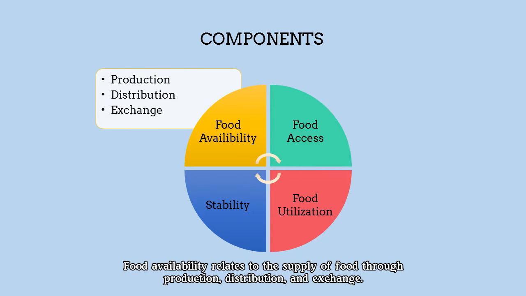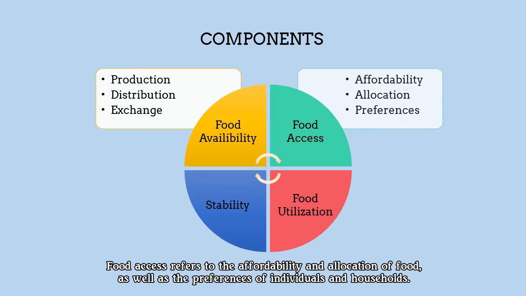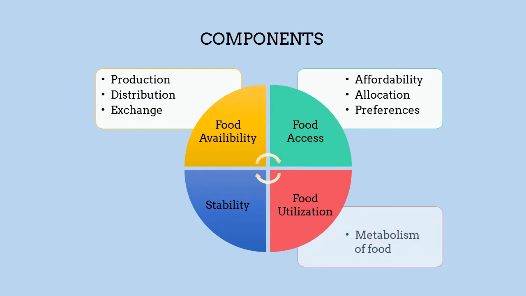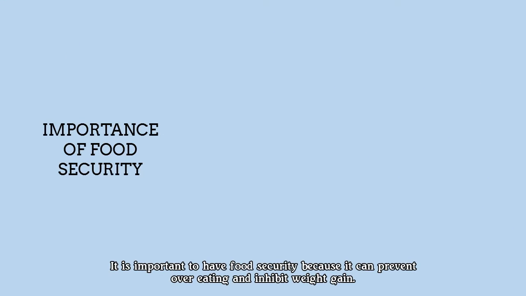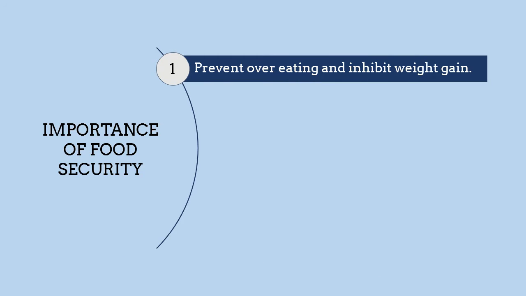Food availability relates to the supply of food through production, distribution, and exchange. Food access refers to the affordability and allocation of food, as well as the preferences of individuals and households. Food utilization refers to the metabolism of food by individuals, and stability refers to the ability to obtain food over time.